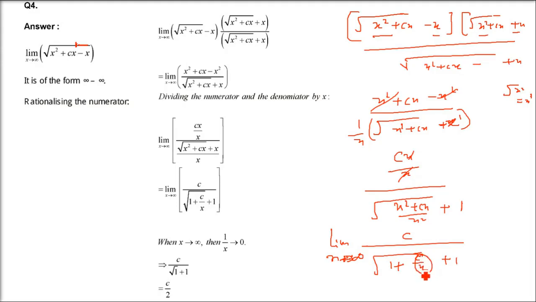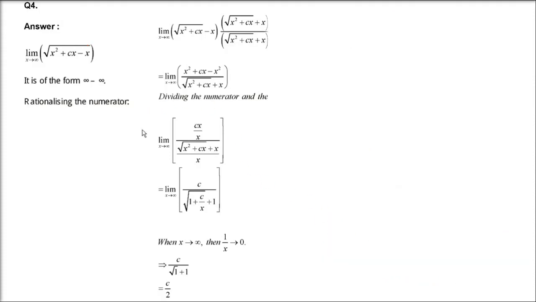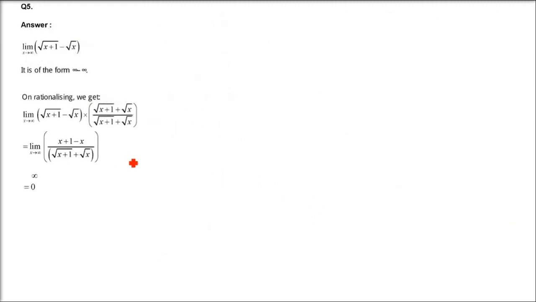Any constant divided by infinite is going to be 0. So under root 1 will be there, and there is 1 only. So c by 2, 1 plus 1 is 2. So this is the final result. And the sixth question is exactly like this, only c is replaced by 7. Now question number 5.